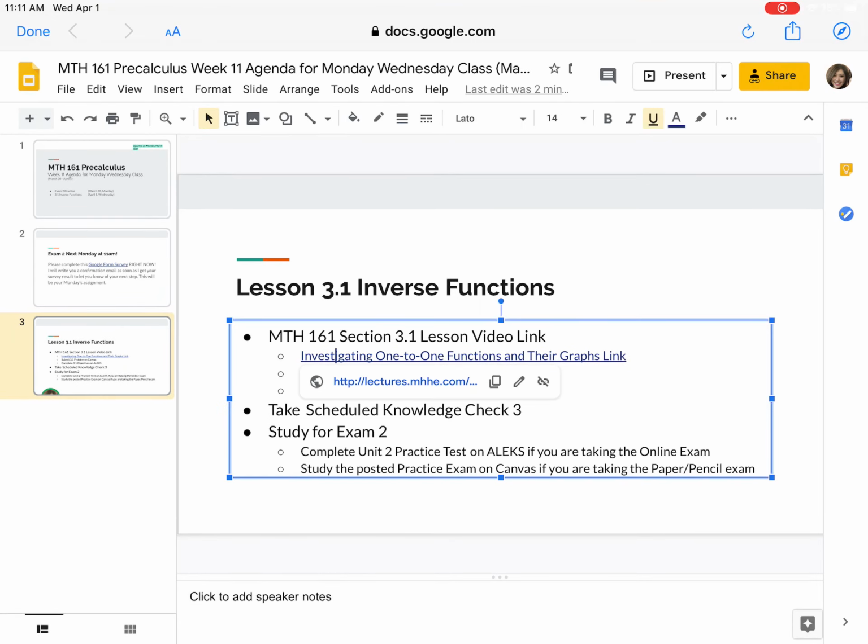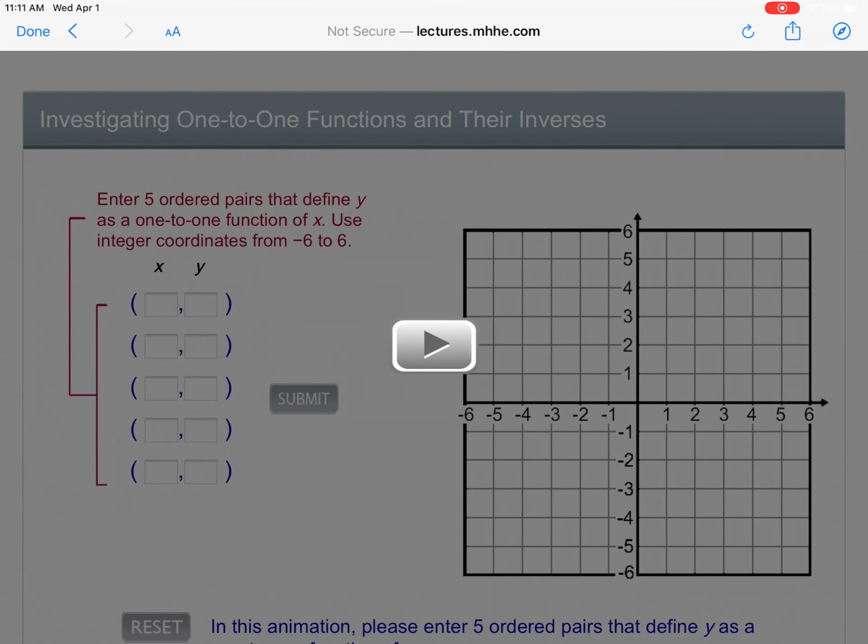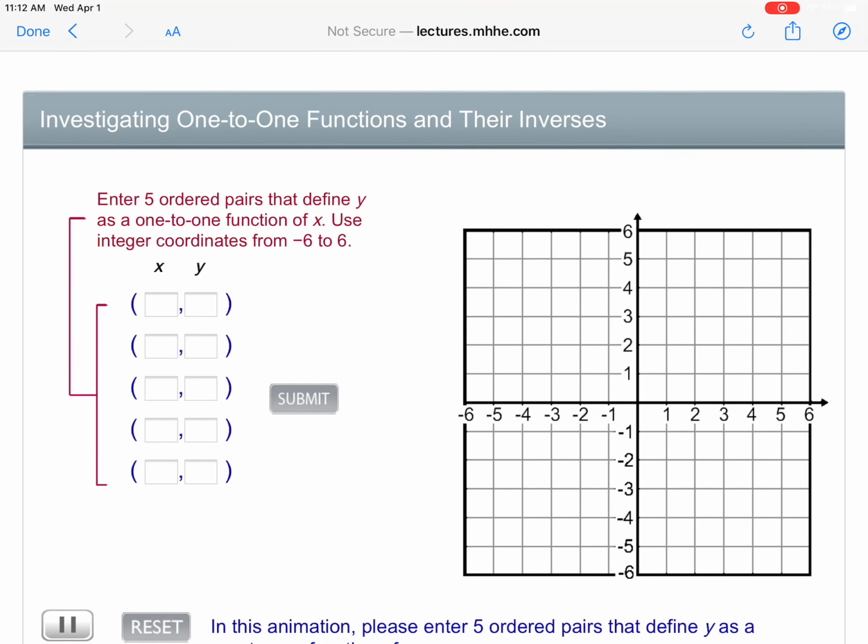Let's take a look at this first, okay? And we'll come back and talk about all these assignments that are due this Sunday. But first of all, in this animation, please enter 5 ordered pairs that define y as a one-to-one function of x. Use integer coordinates between -6 and 6 in each ordered pair. Then hit submit to see how you did.